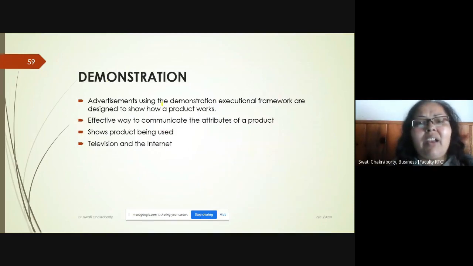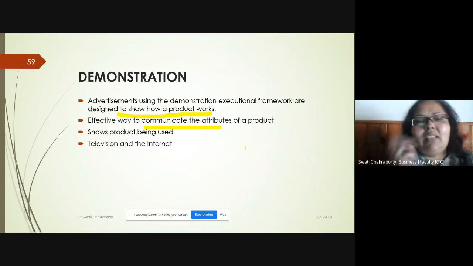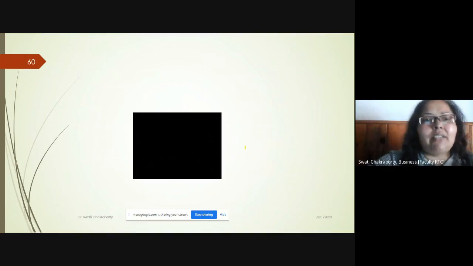Demonstration is where the advertisements are designed to show how a product works. From the word demonstrate, this is an effective way to communicate the qualities of a product, showing the product and how it's used, and that's basically done through television or internet. See this, how it comes up, and this is also where you start demonstrating how it goes about.